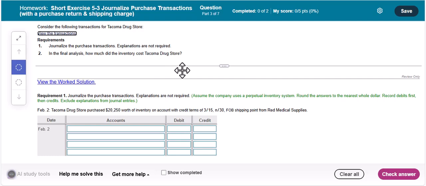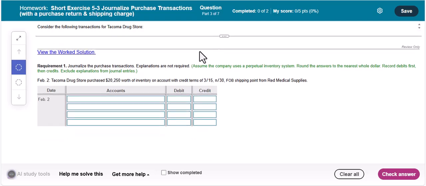So we'll start out here with that first requirement, journalize the purchase transactions. Explanations, again, are not required. Assume the company uses a perpetual inventory system. Round the answers to the nearest whole dollar, record debits first, then credits, exclude explanations from journal entries.